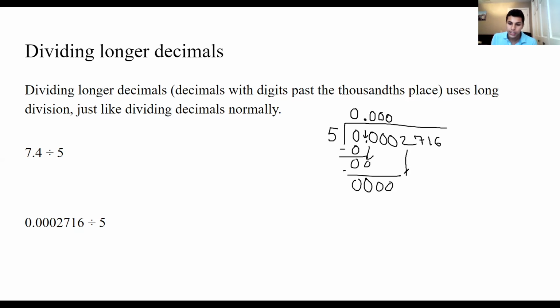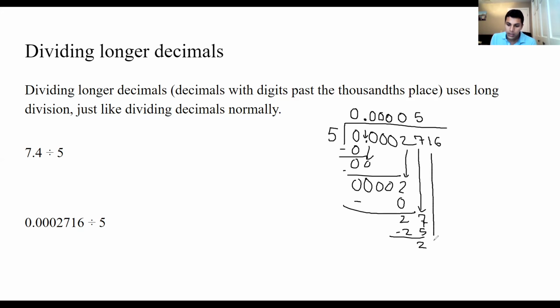So now we get to a 2, for example. 5 goes into 2 0 times. So we're going to put a 0 right here. 0 multiplied by 5 is 0. So we're going to subtract, and we get 2 again. Now we're going to bring down a 7. So we bring down the 7. 5 goes into 27 5 times total. So we're going to put a 5 above the 7. 5 multiplied by 5 is 25. Subtract, and we get 2.